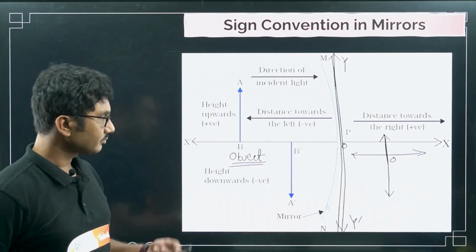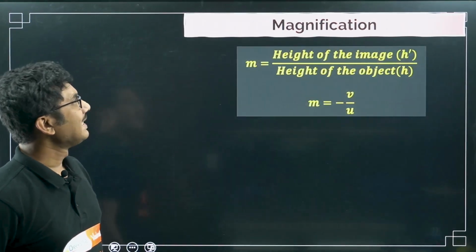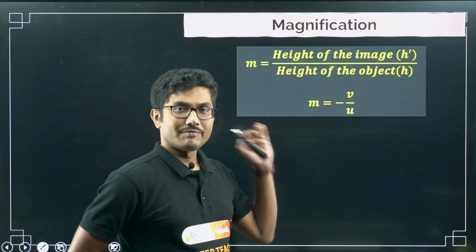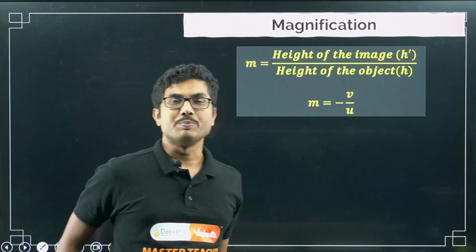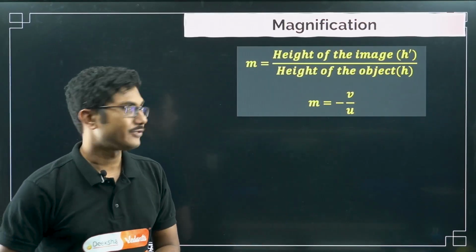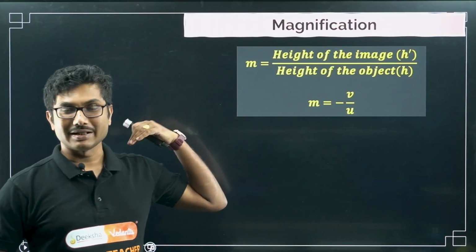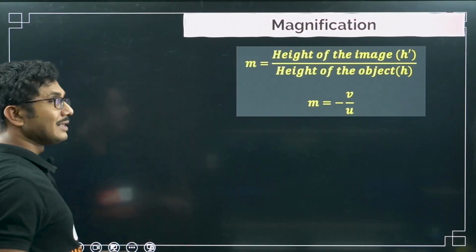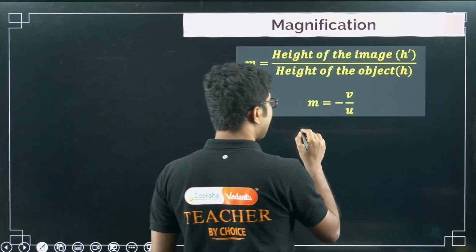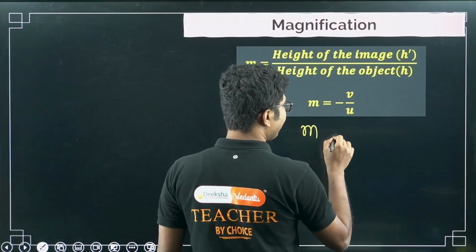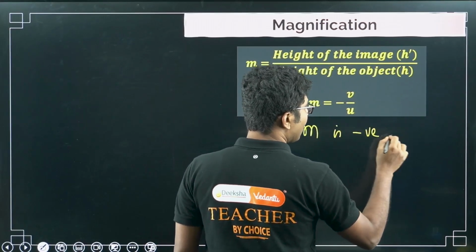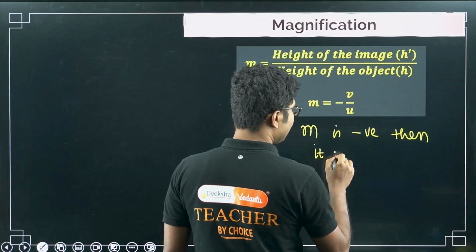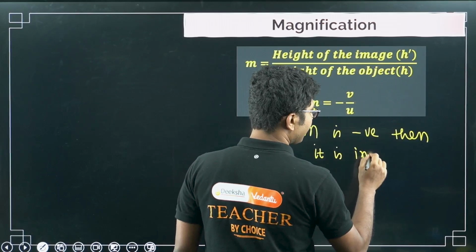Okay. Now next is magnification. For mirror, magnification is given by minus v by u. Magnification is basically how bigger or how smaller the object is. If the magnification is greater than 1, then it is a magnified image. If the magnification is less than 1, then it is a diminished image. Now you should remember that if m is negative, then it is an inverted image.